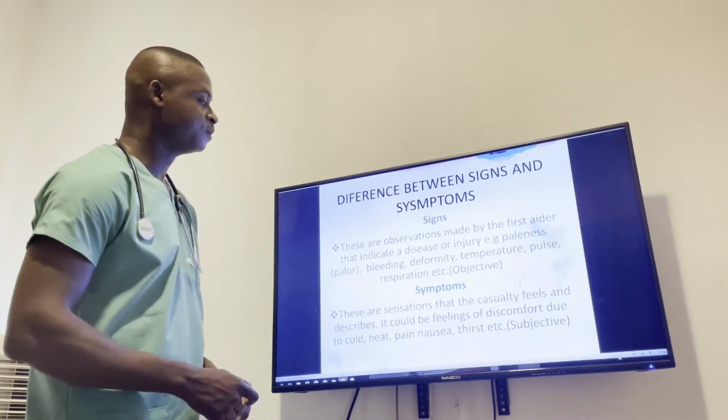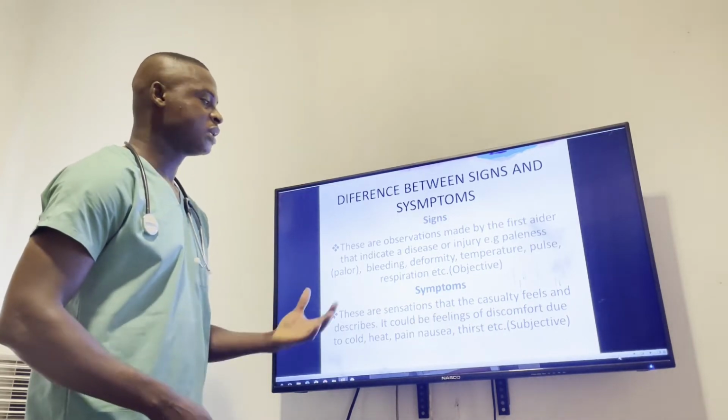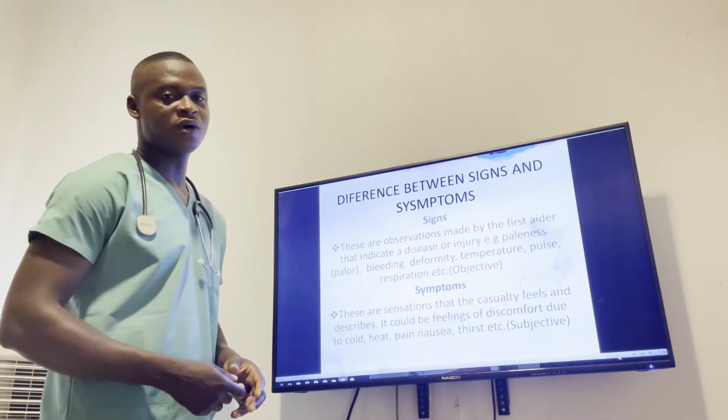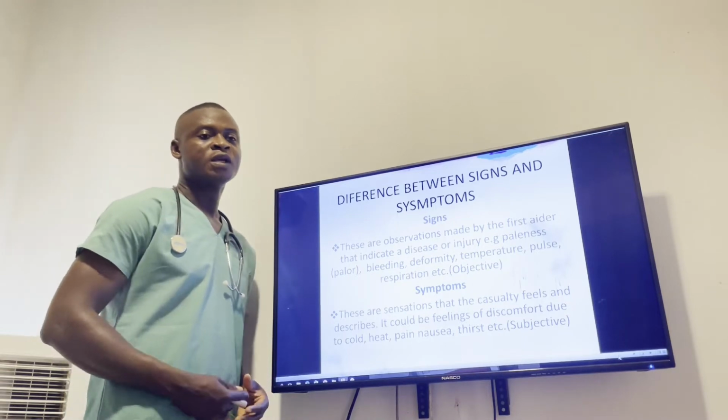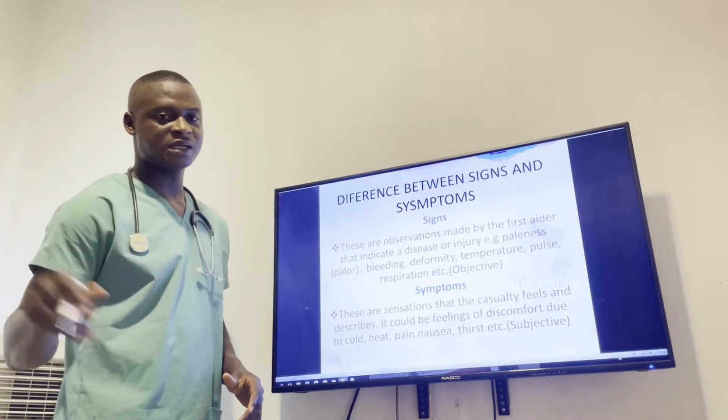Somebody taking care of you. All right, that indicates a disease or injury. So these are things that will show to the person looking at you. If it's a nurse looking at you, the nurse is going to say that, okay, this and this is happening to the patient. This and this and this are happening to the patient.